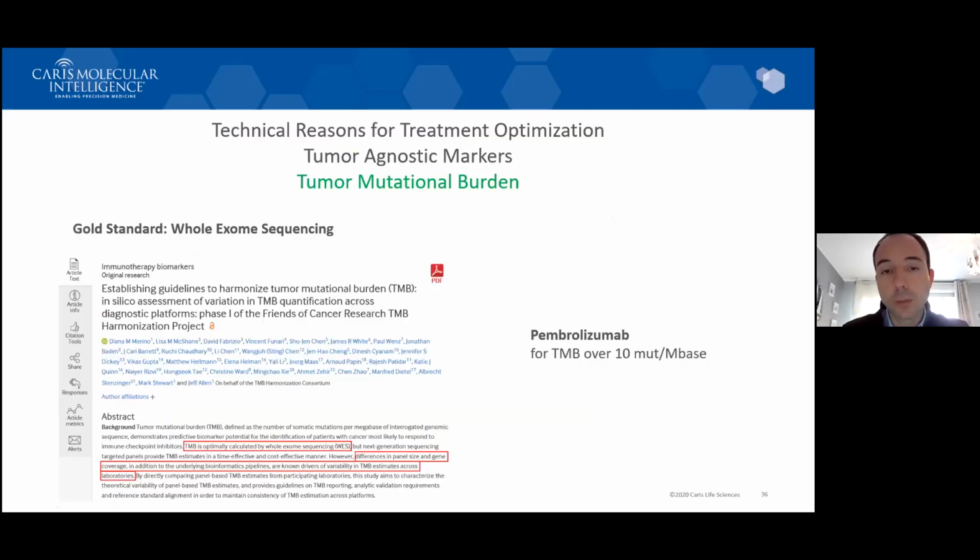You also want to have a comprehensive approach for other reasons, not only to find the maximum of targetable alterations. There are also technical reasons for it, which lead to a better analysis for actionable alterations for your patient. A good example would be tumor mutation burden. Here, the gold standard to analyze tumor mutation burden is whole exome sequencing. Just look, for instance, at this publication here, demonstrating it quite nicely. Then you think, of course, immediately about pembrolizumab with a cutoff of 10 mutations per megabase.